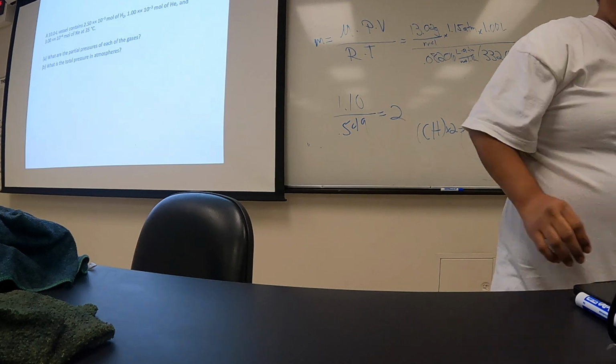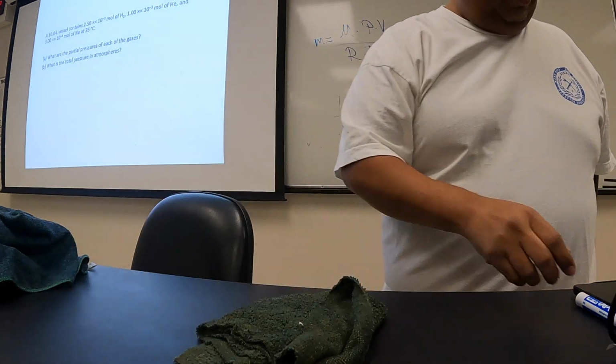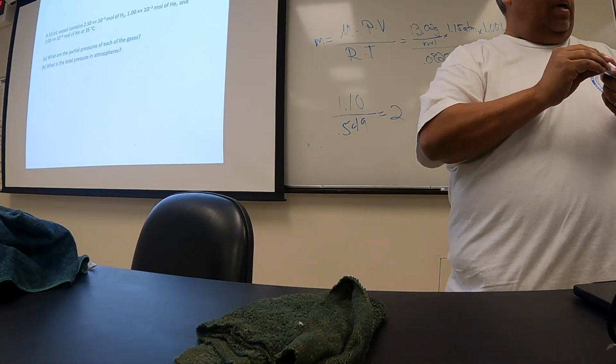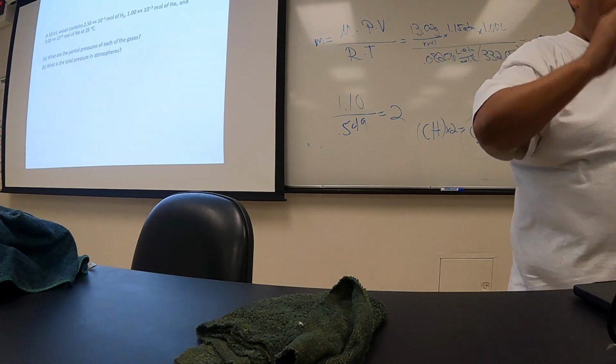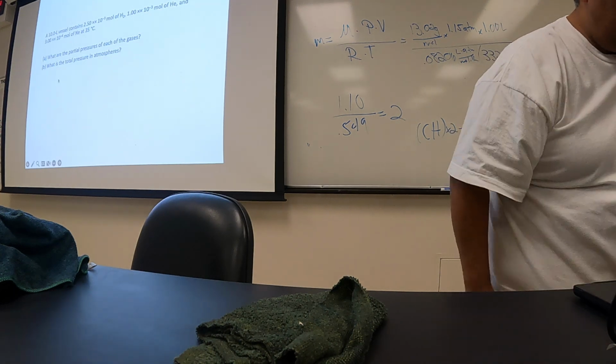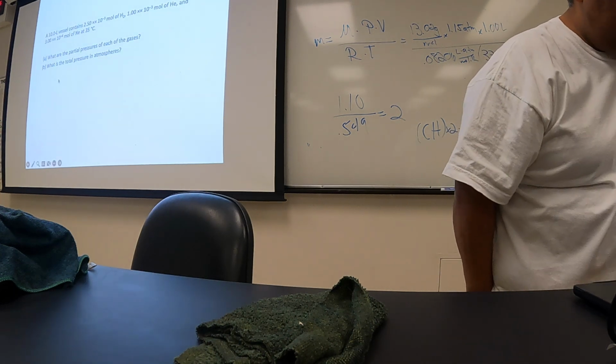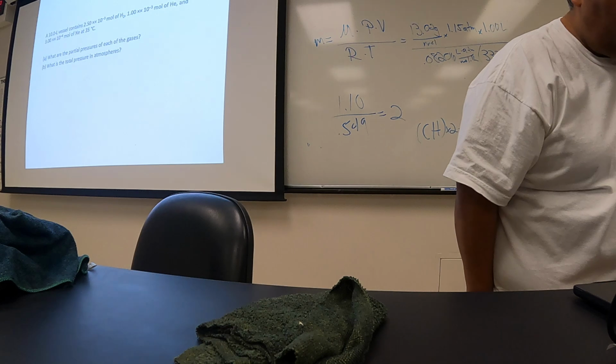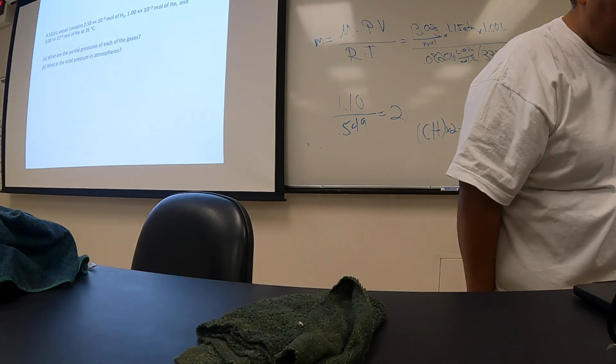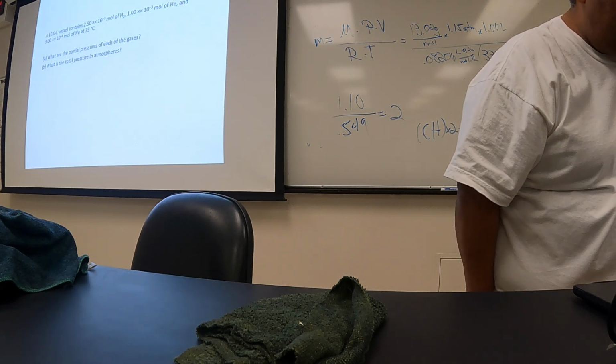So what is the partial pressure of each gas here? What are we looking at? What's the total pressure in atmospheres? So we have a 10 liter container, we have a number of moles at 35 degrees.